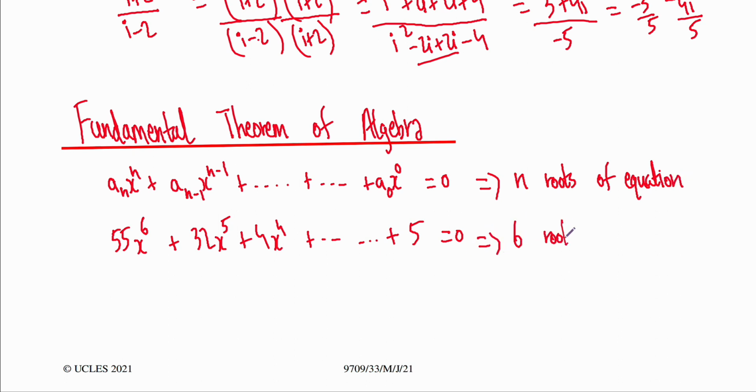We don't know what the roots are. It's not telling us how to find the roots. It's not telling us what the roots are. It's just telling you you're going to have 6 roots no matter what you do. So 6 roots of the equation.